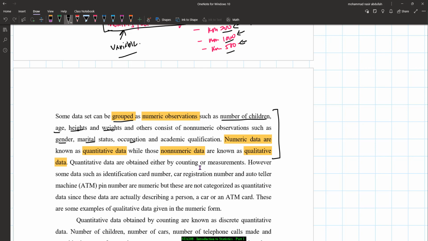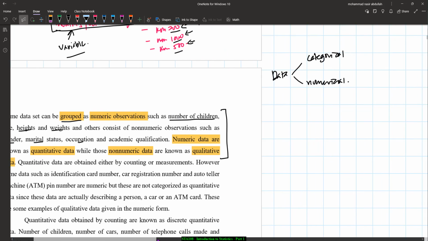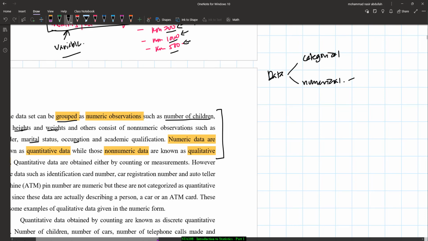So data can be divided into categorical and numerical. Right, macam tadi I cakap, kalau numerical, it consists of value, right? Categorical, something that we cannot measure, but we can classify.